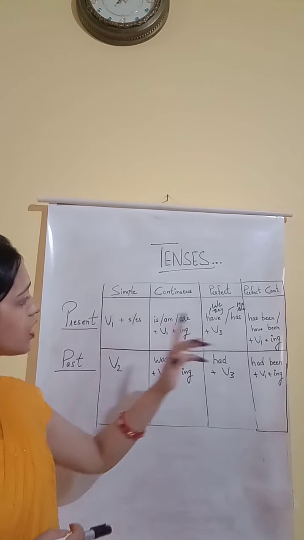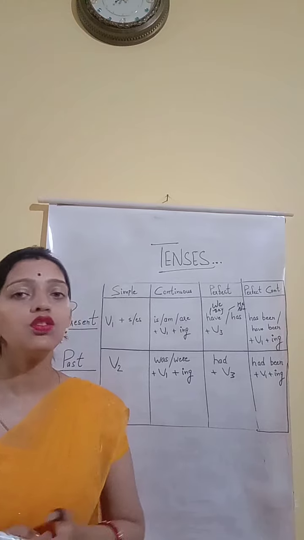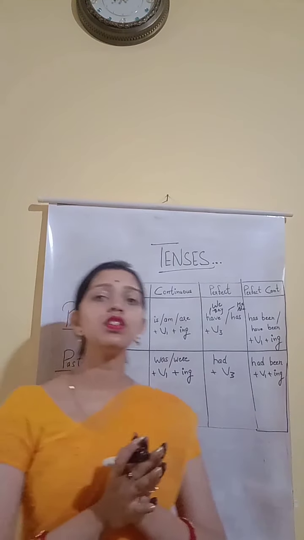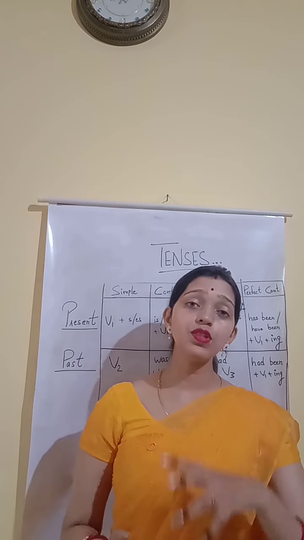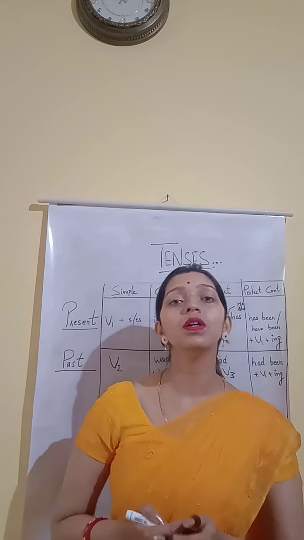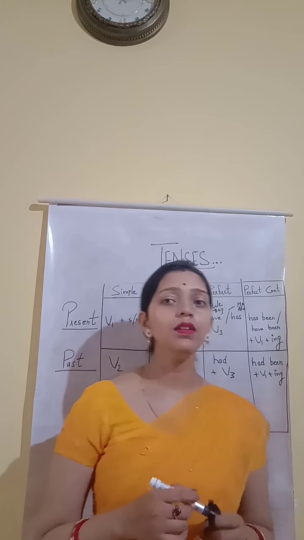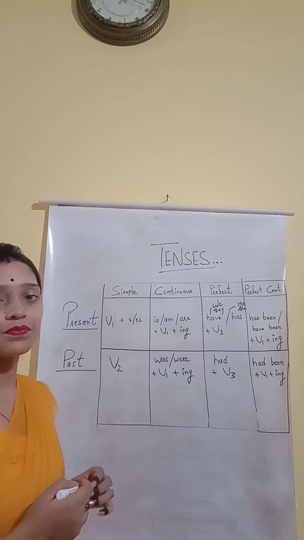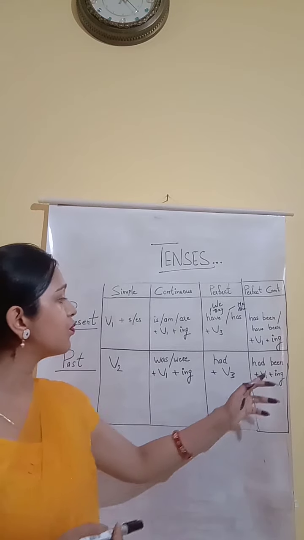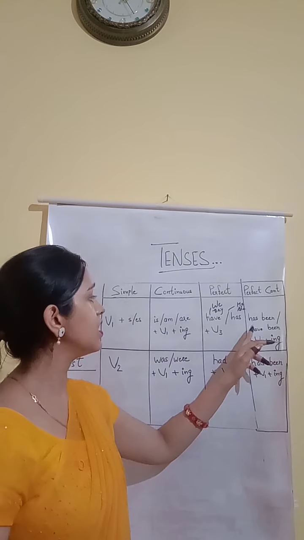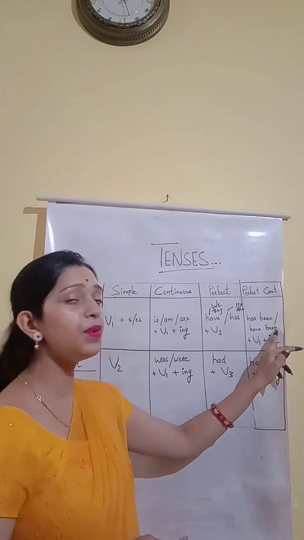Now coming to the past perfect continuous. So past perfect continuous means it shows the continuity of actions for a period of time in the past. Okay, for example, in this one, past perfect continuous, we use, see, in the present tense we have used has been and have been.